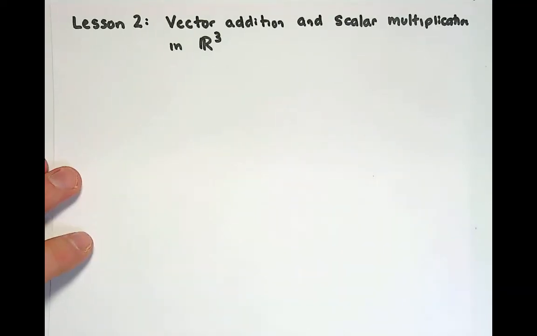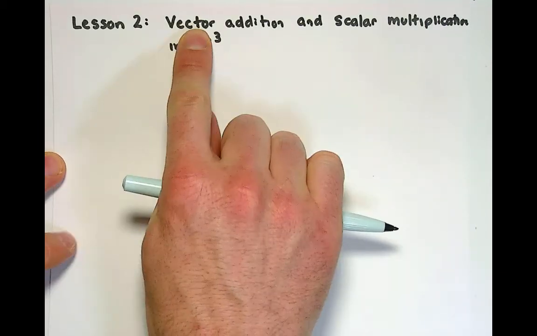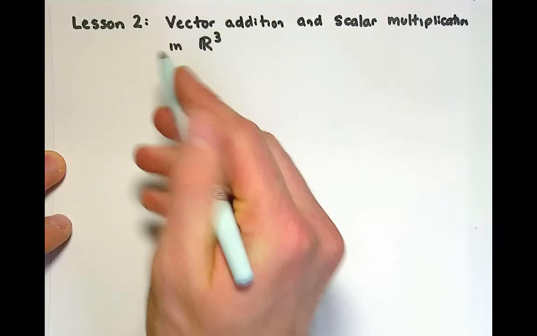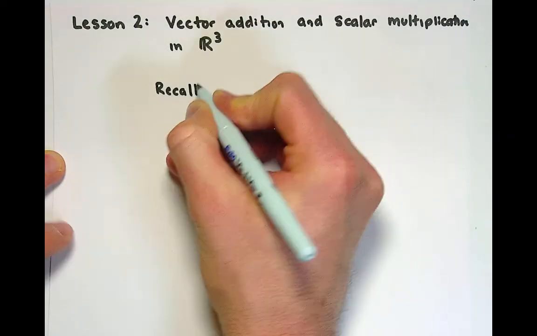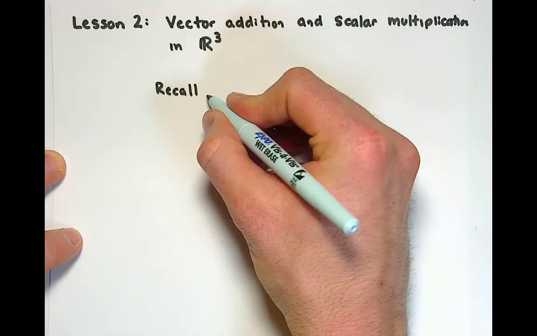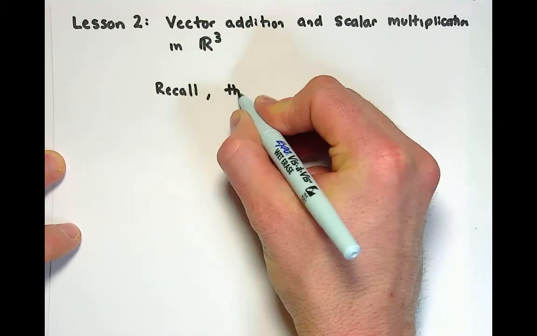Welcome back. This is the second to last video in lesson 2. In this video we're going to talk about vector addition and scalar multiplication in R3. Before we do so, let's go back and recall that we've just defined our first operation called the 2 norm.